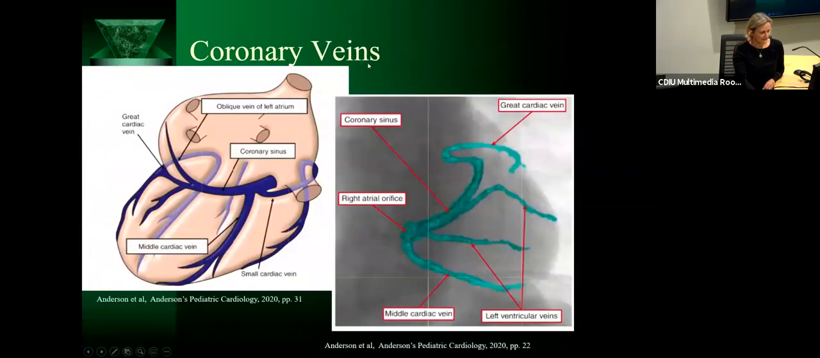There's the coronary vein. So remember, the coronary arteries perfuse the epicardial surface of the heart, and then they turn into coronary veins, which then return into the coronary sinus in the right atrium. We have the great cardiac vein that's going toward the coronary sinus. We have the middle cardiac vein, and we have the small cardiac vein over here, all returning to the coronary sinus, which dumps into the right atrium.